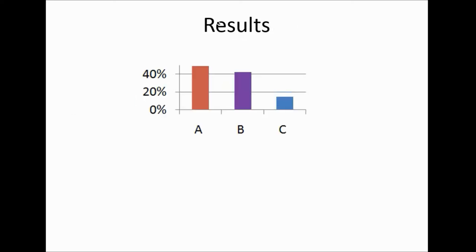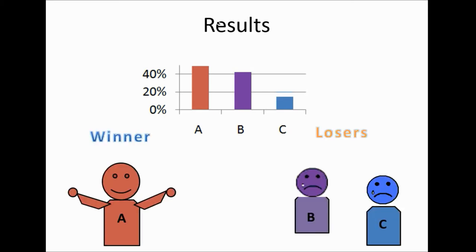And finally, you have the results within the voting method. So you have some kind of representation and support for all the candidates that are involved. You have a winner, you have a set of losers, and all of the candidates that were present get some kind of measure of how much they were supported by the electorate.